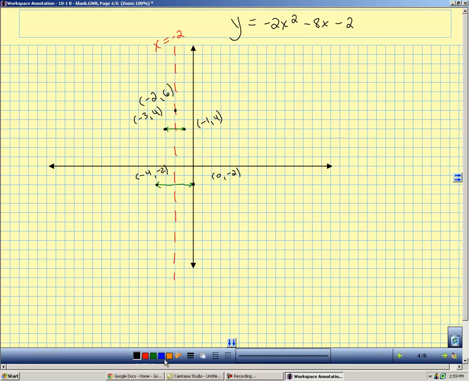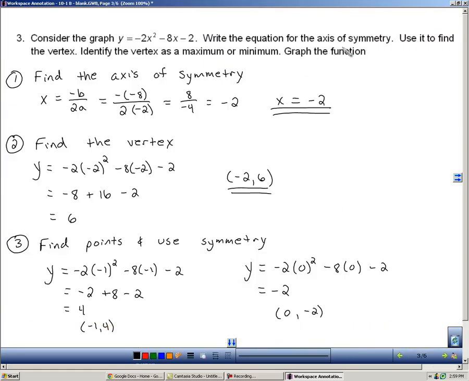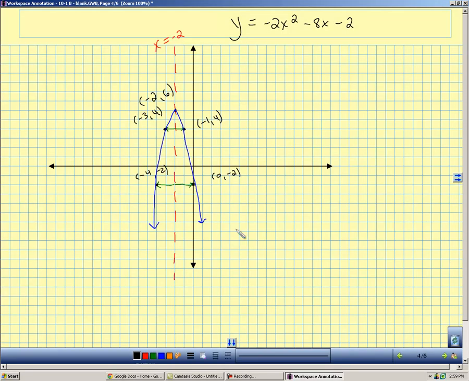Now, I'm going to graph my parabola by just connecting my dots. That could be better, but you get the idea. And there's my parabola. And I was able to find the axis of symmetry. I was able to find the vertex. I graphed it. Last thing I have to do is tell if the vertex is a maximum or a minimum. Well, if the vertex is up here and it goes down, it has to be a maximum.